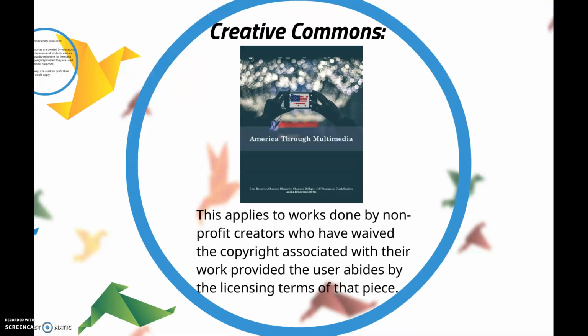Creative Commons is something I'm a little bit more familiar with. This applies to works done by nonprofit creators who've waived the copyright associated with their work, providing that the end user, you, abides by the licensing terms of that piece.